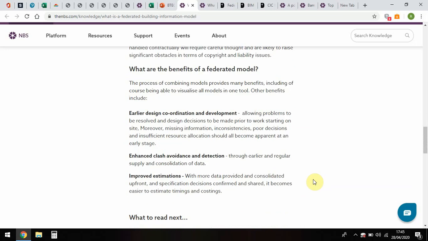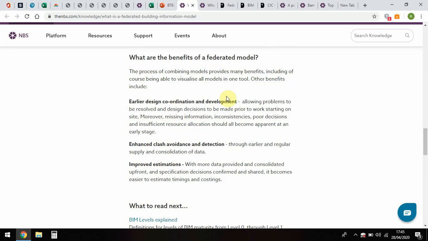But then it talks about the benefits of it. So earlier design coordination and development, making sure that you're avoiding those clashes, and also improved estimations, because it's one model that you're working on, you should have linked your costings and your Gantt chart software to it as well. So hopefully if you're using this federated model, the quantity surveyor and the project manager have a really good idea of what the situation is going to be for them based on those design decisions that are being made.